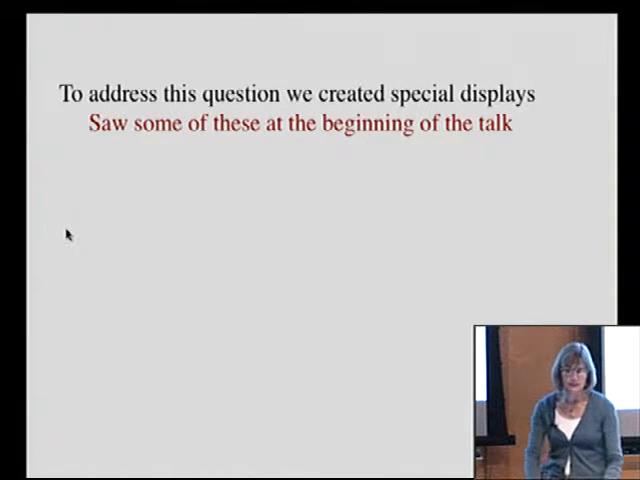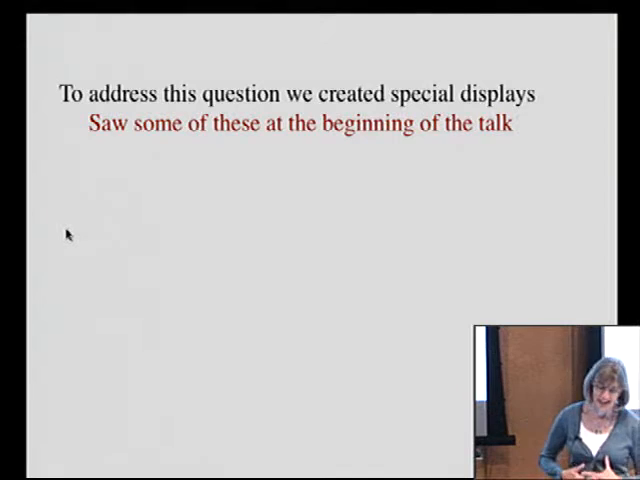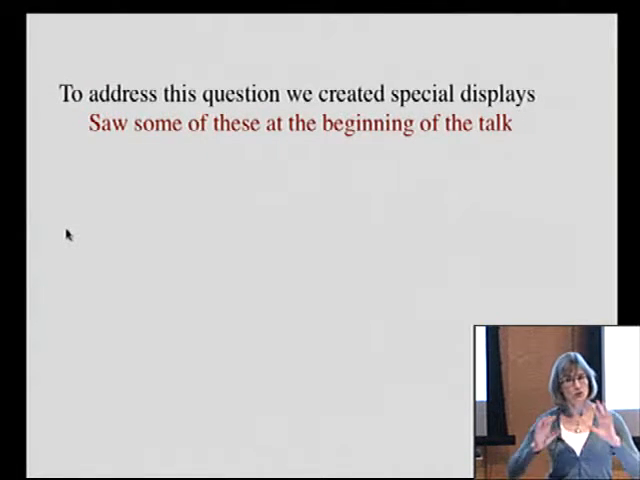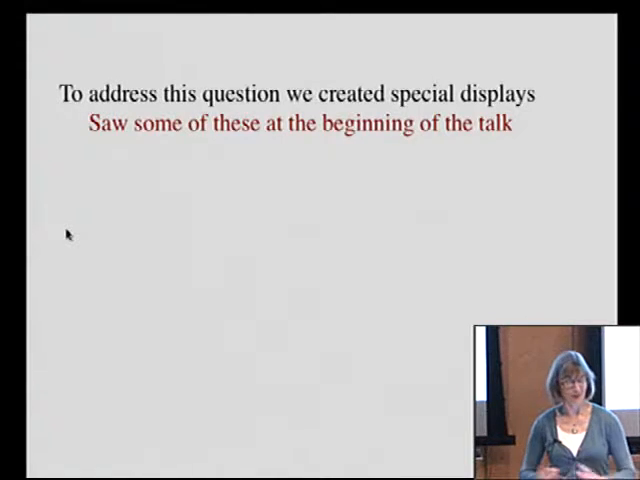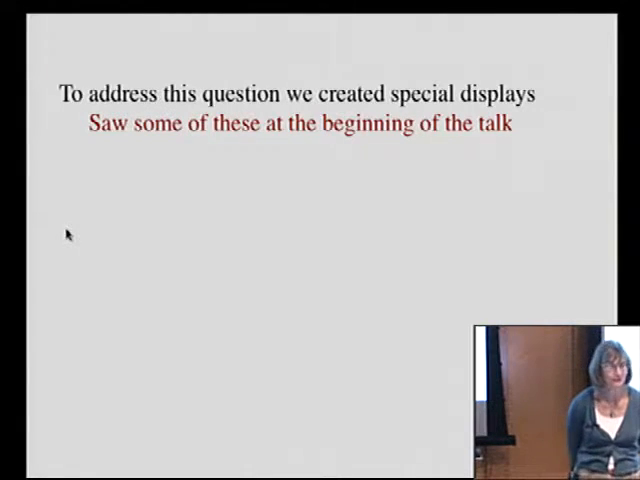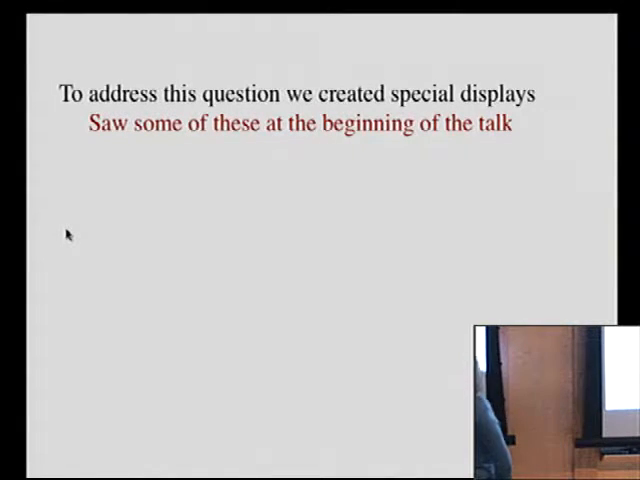So to address this question, we created special displays where we've engineered them so that you will not see the familiar object as figure. You saw some of these at the beginning of the talk, and let me pause here and ask you, when you looked at those black silhouettes I flashed for you at the beginning of the talk, did any of you see familiar shapes on the outsides? Shoes? Airplanes? Anything else? Those two?